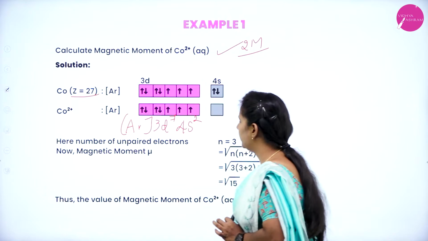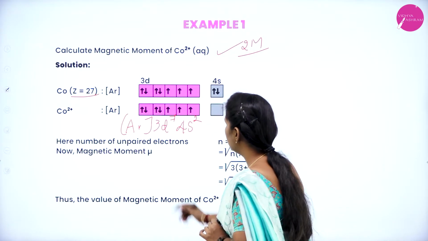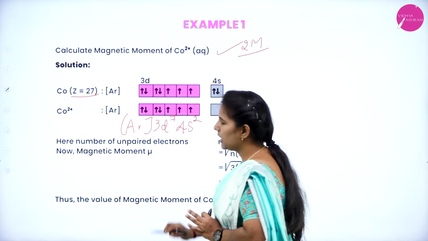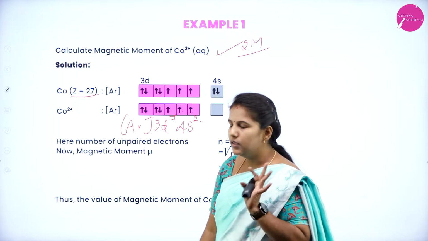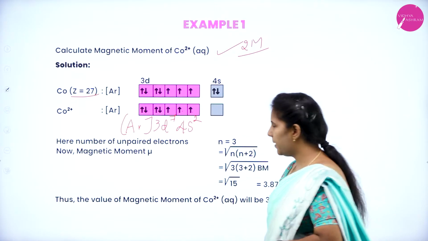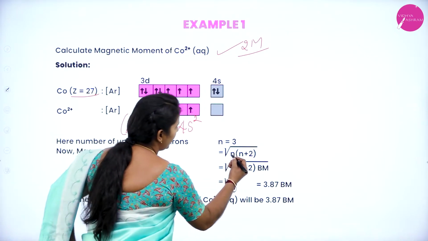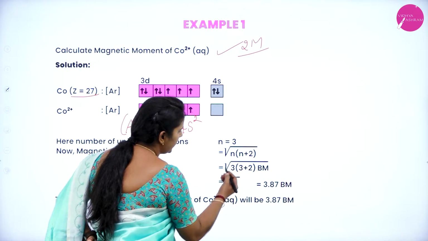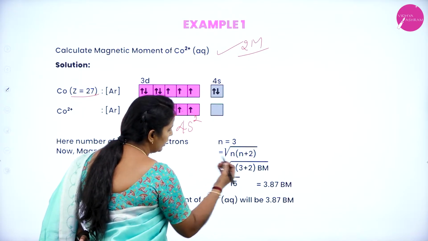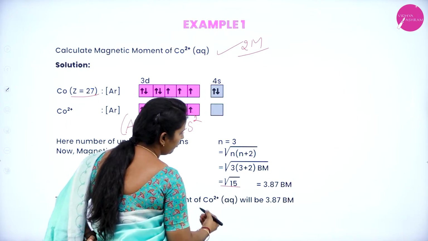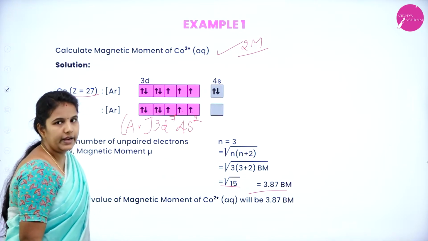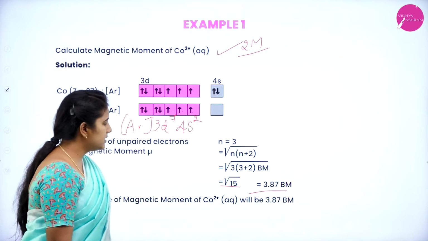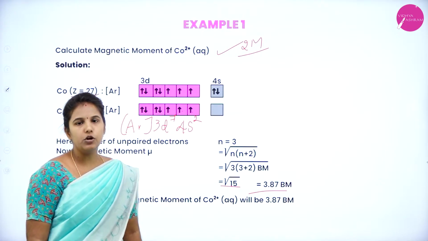So, what is the electronic configuration? It is argon 3d7, 4s2. If you arrange it in the d orbital, you can see that 3 electrons are unpaired. How to calculate the magnetic moment now? The magnetic moment is the square root of n into n plus 2. How many electrons are unpaired here? 3. So, 3 into 3 plus 2. 3 plus 2 is 5, 5 3s are 15. So, the square root of 15 is 3.87. This indicates that the magnetic moment for cobalt is 3.87 Bohr magneton.